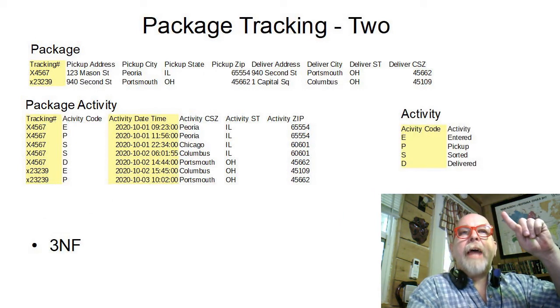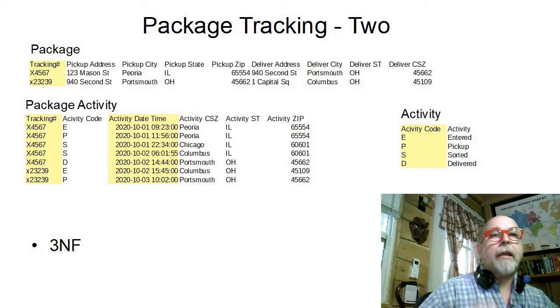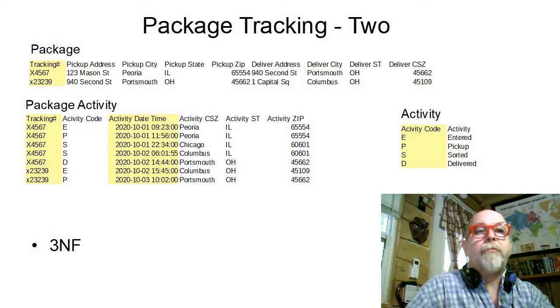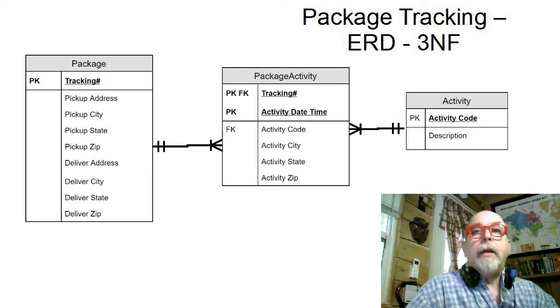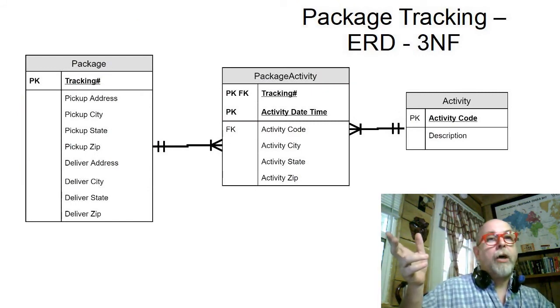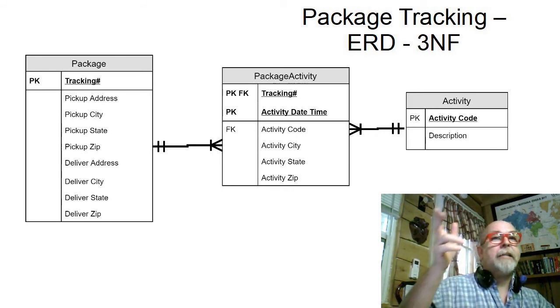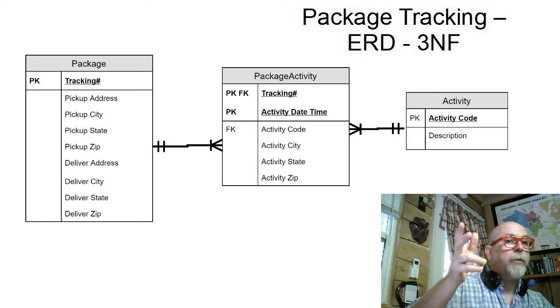So you can see I have an activity table. I remove the activity description from the package activity table. And now let's see what the third normal form entity relationship diagram looks like. Here's third normal. A package has many activities. An activity belongs to only one package. An activity code has many activities, but an activity belongs to only one activity code.